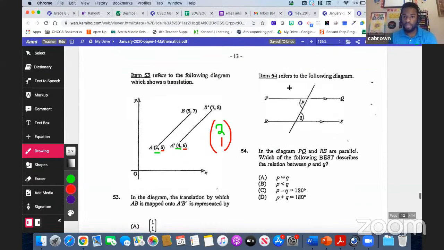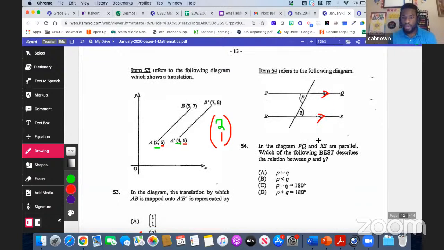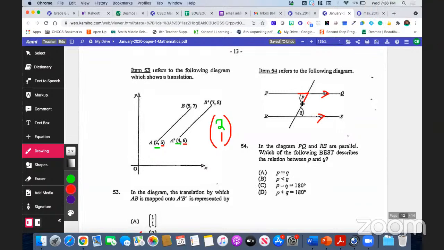54. Item 54 refers to the following diagram. Of course, these two are parallel. We can see it right here. In the diagram, PQ and RS are parallel. Which of the following best describes the relationship between P and Q? Equal. A. All right.